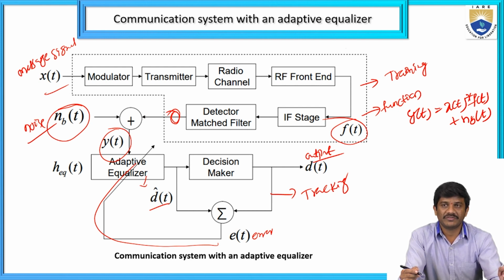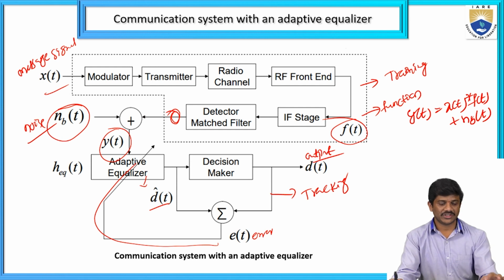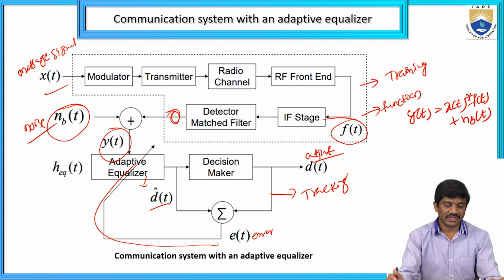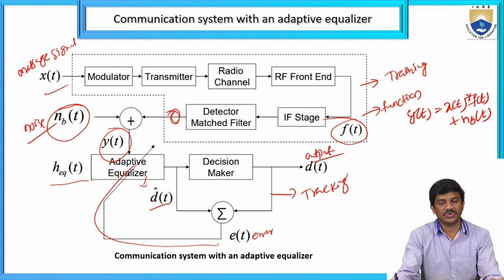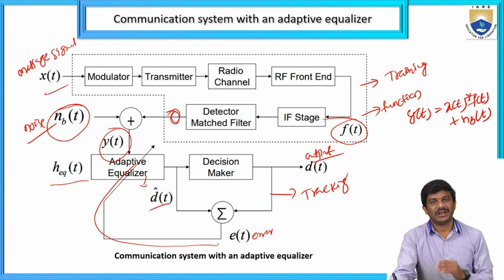Then we can write y of t equal to x of t into f of t plus nb of t. This is the sum y of t. Then this y of t is given to the h equivalent, that is the adaptive equalizer. Here we use the algorithms we discussed just now, such as the zero forcing algorithm, LMS algorithm, or RLS algorithm. Here this algorithm separates the tracks. Then that is given to the decision maker.